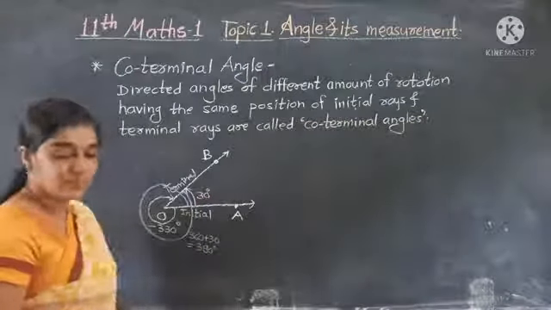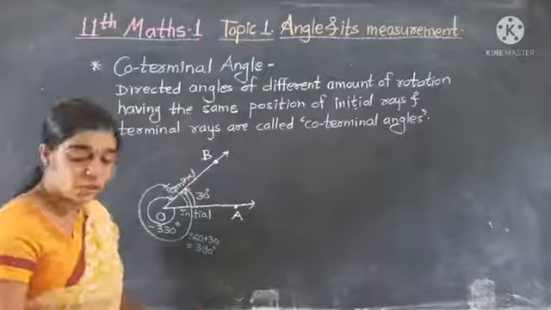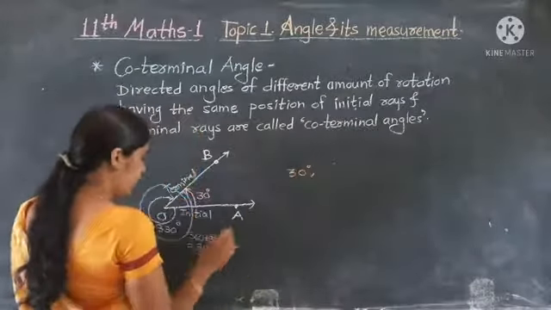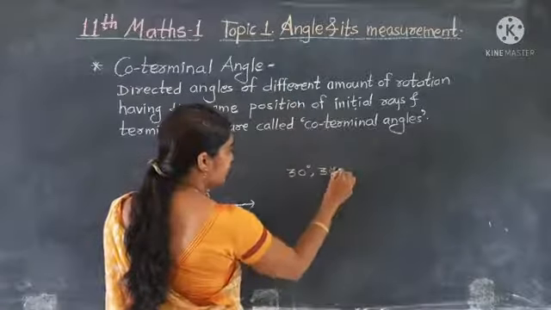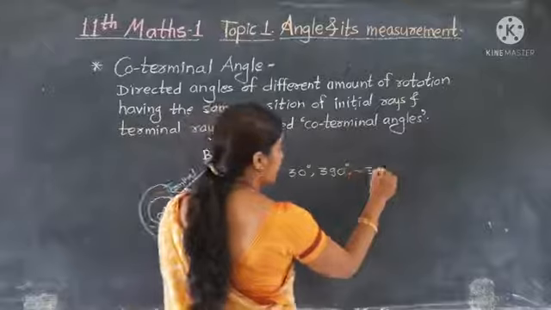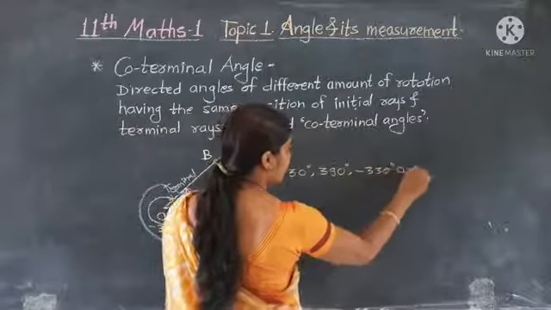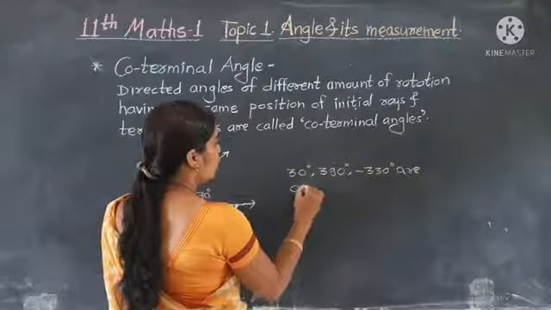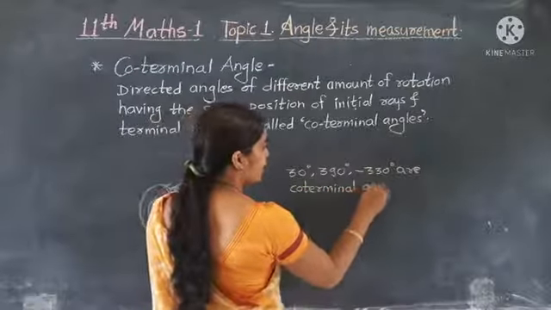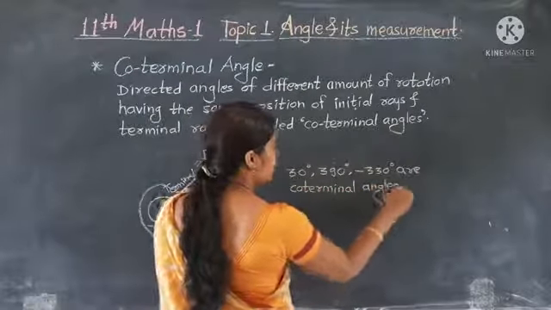390 degrees. Means here students, you observe this angle 30 degrees, this 390 degrees and -330 degrees are co-terminal angles. These angles are co-terminal angles.